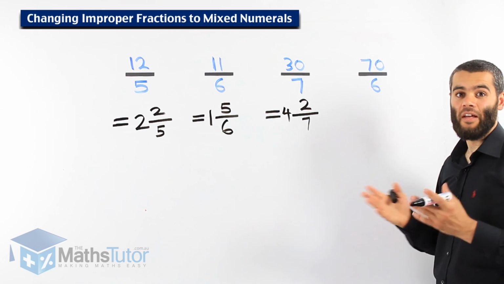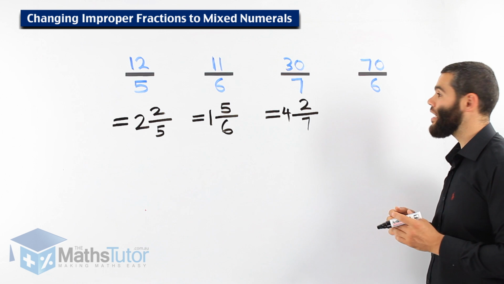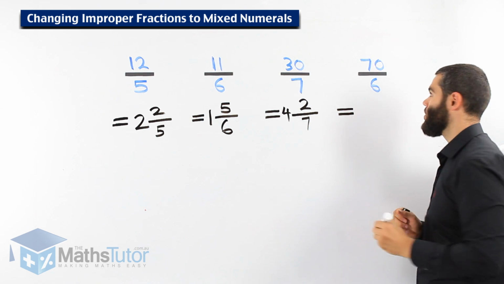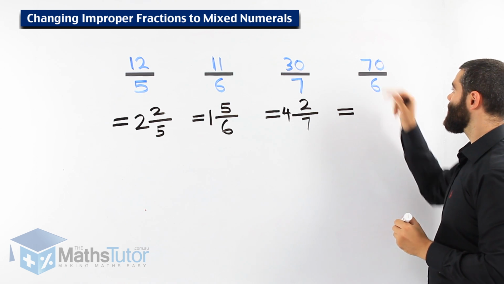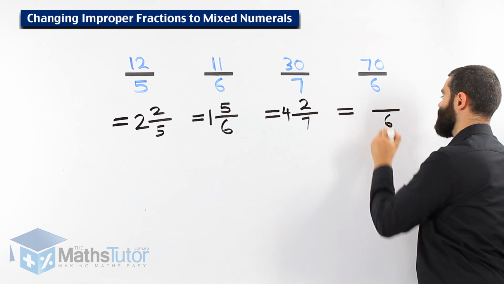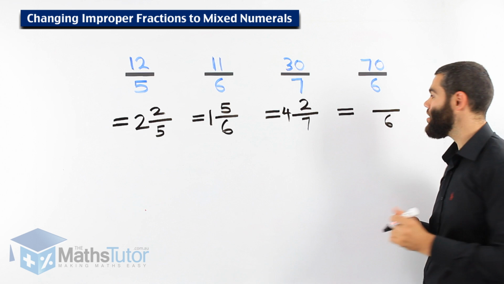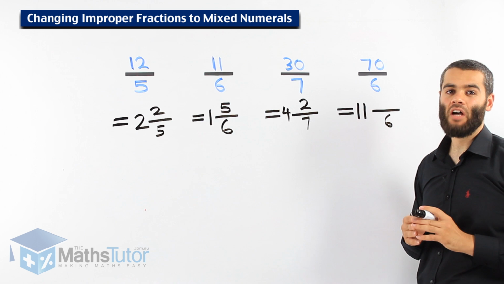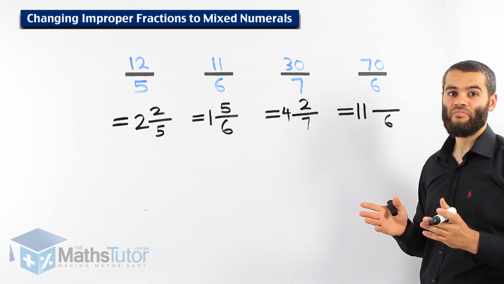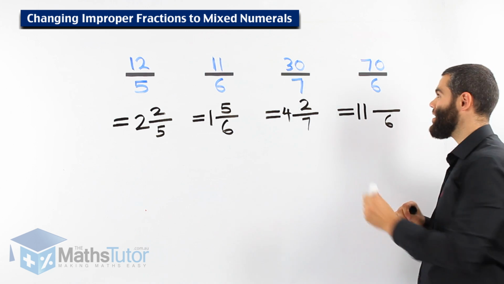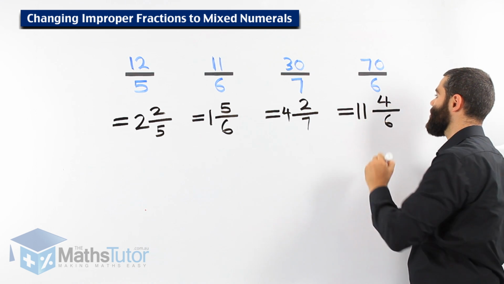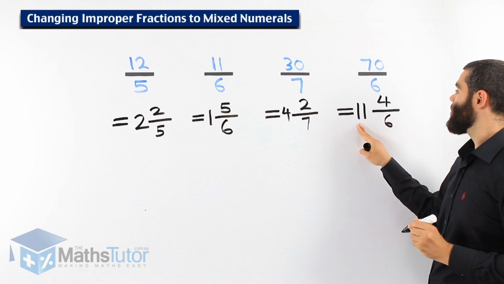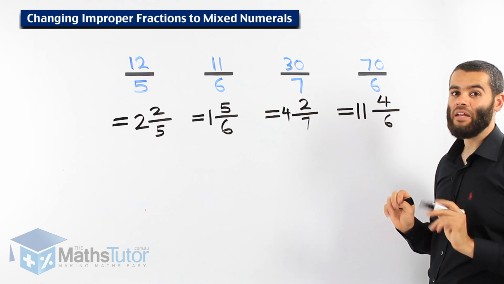70 over 6 is another improper fraction. We would like to write it as a mixed numeral. We ask ourselves, how many 6s go into 70? 6 goes into 70 11 times. 6 times 11 is 66. How much remaining? 4 remaining to make 70. We put our remainder up as the numerator there. So 6 into 70 goes 11 times, makes 66, and 4 remaining.